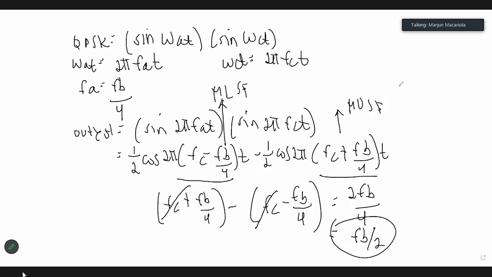Any more questions? Any more clarifications? Wala na? Okay, kung wala na, let us solve. Okay, so you are asked to find the bandwidth. So, pakita ko lang.